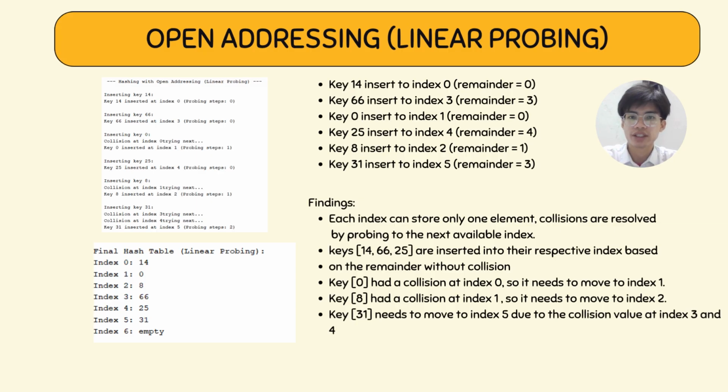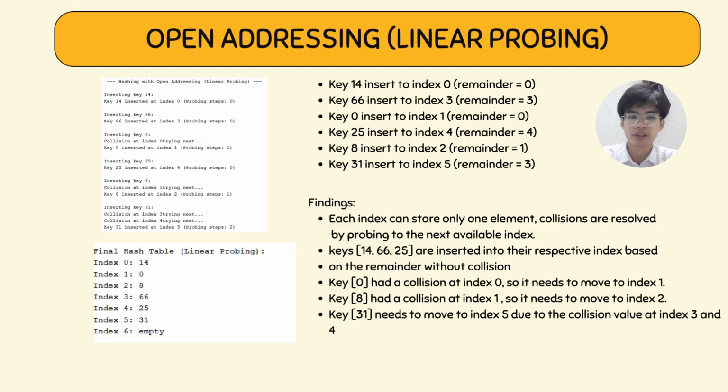For open addressing, it is divided into two parts. One is linear probing and the other one is quadratic probing. And for linear probing, each index can store only one element, and collisions are resolved by probing to the next available index.